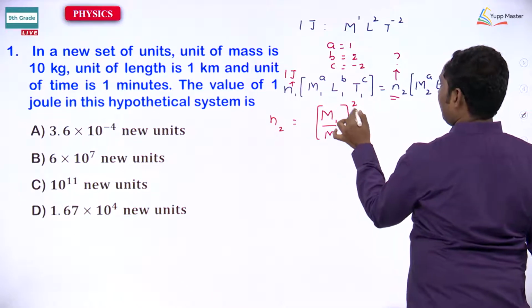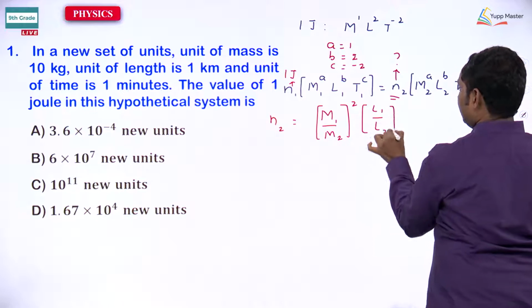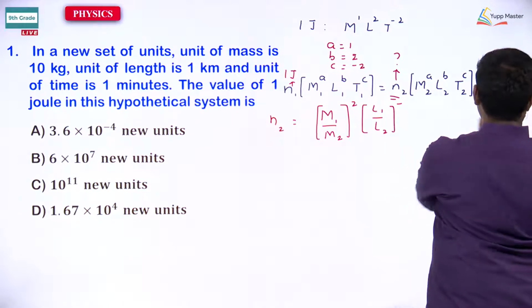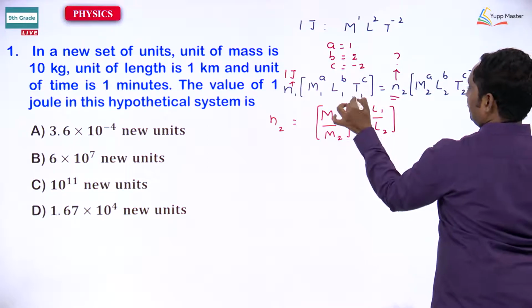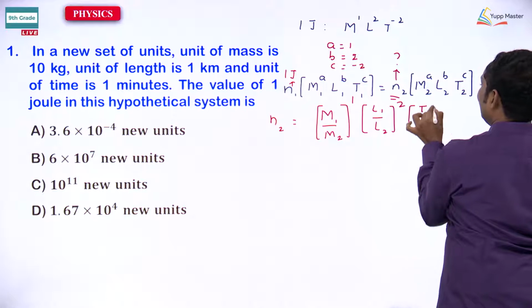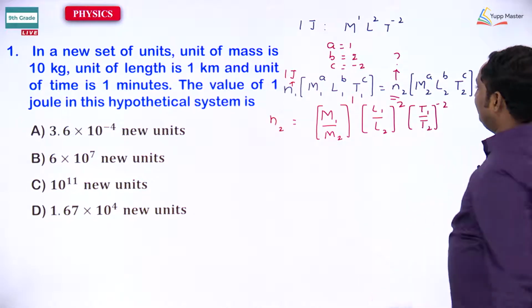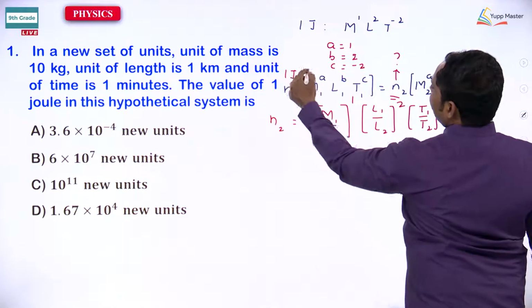Power 2, L1 by L2 power. It is going to be 1, it is going to be 2, T1 by T2 whole power minus 2. It is very clear we are going to get this one.